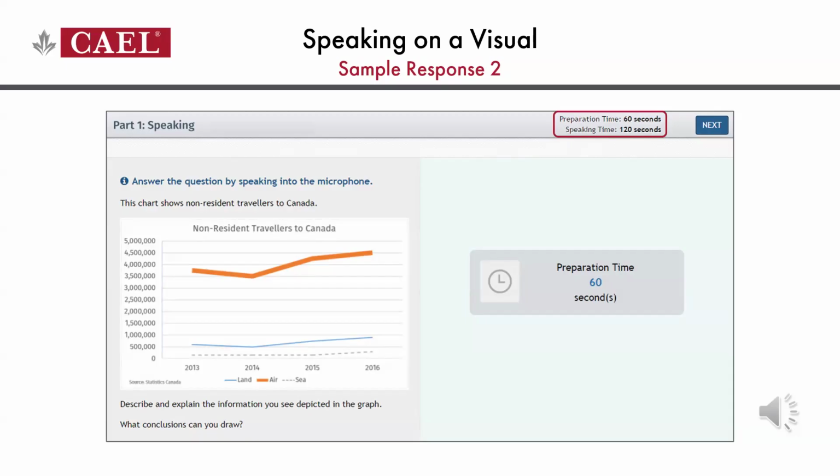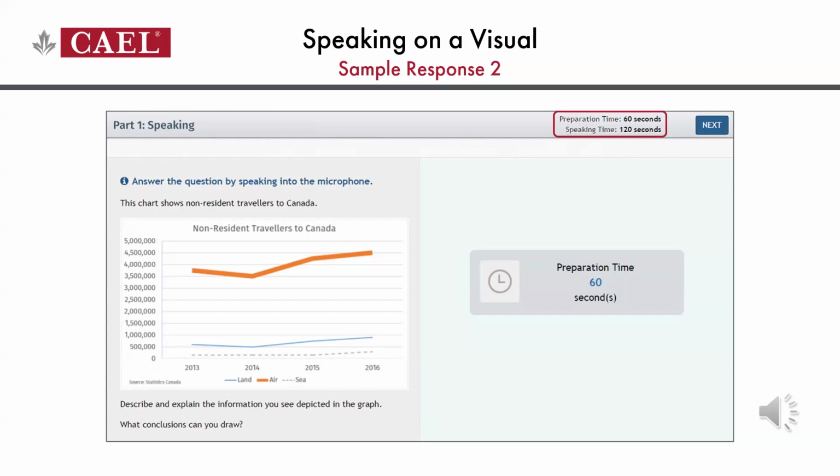The chart before us depicts the number of non-resident travelers to Canada between the years of 2013 to 2016 traveling by land, sea, and air. The number of non-resident travelers to Canada is measured and starts from 0, goes to 500,000, and increases in increments of 500,000 up to 5 million.